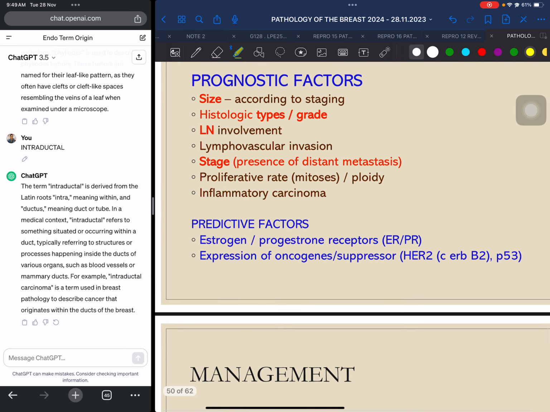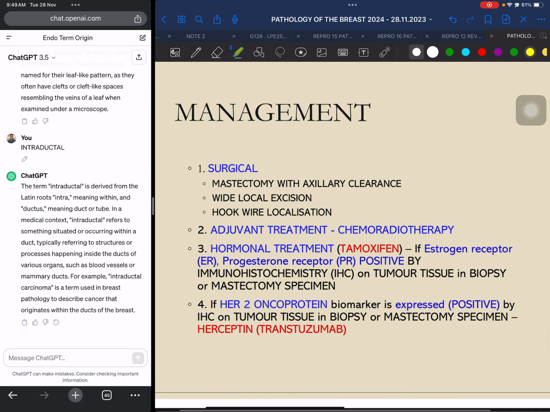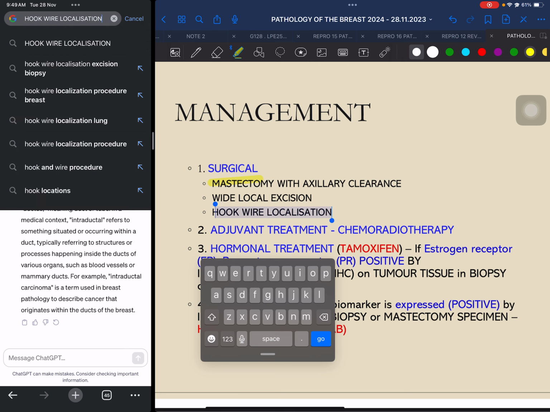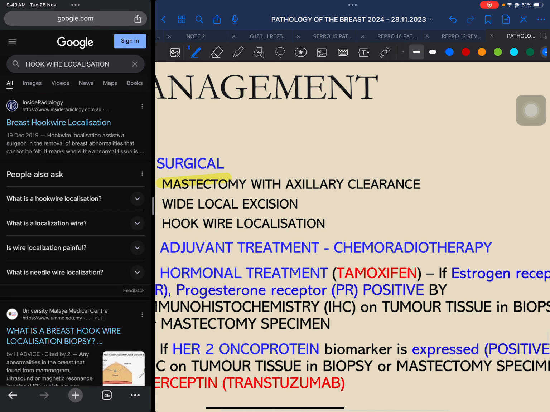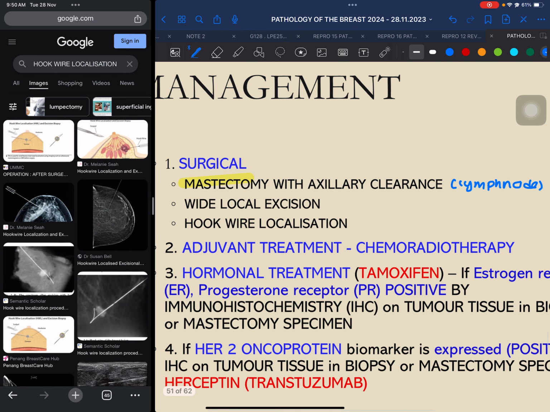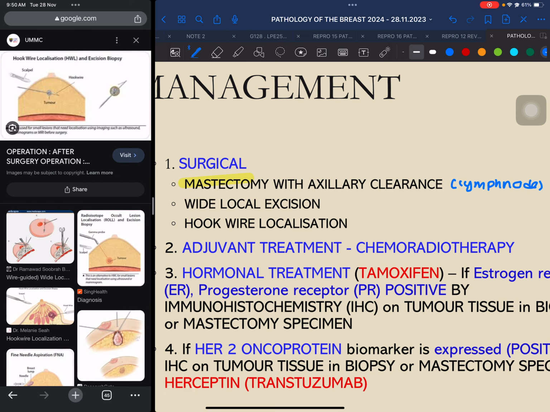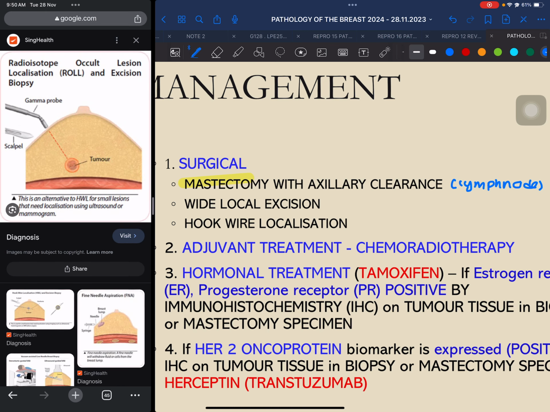Okay, so for overall management, surgical management is usually the case. They can do mastectomy with axillary clearance, meaning they remove the breast together with the axillary lymph nodes. Or if it is low grade, very localized and small, without lymphovascular invasion, they can do only a wide local excision without removing the whole breast. Or they can do hook wire localization.